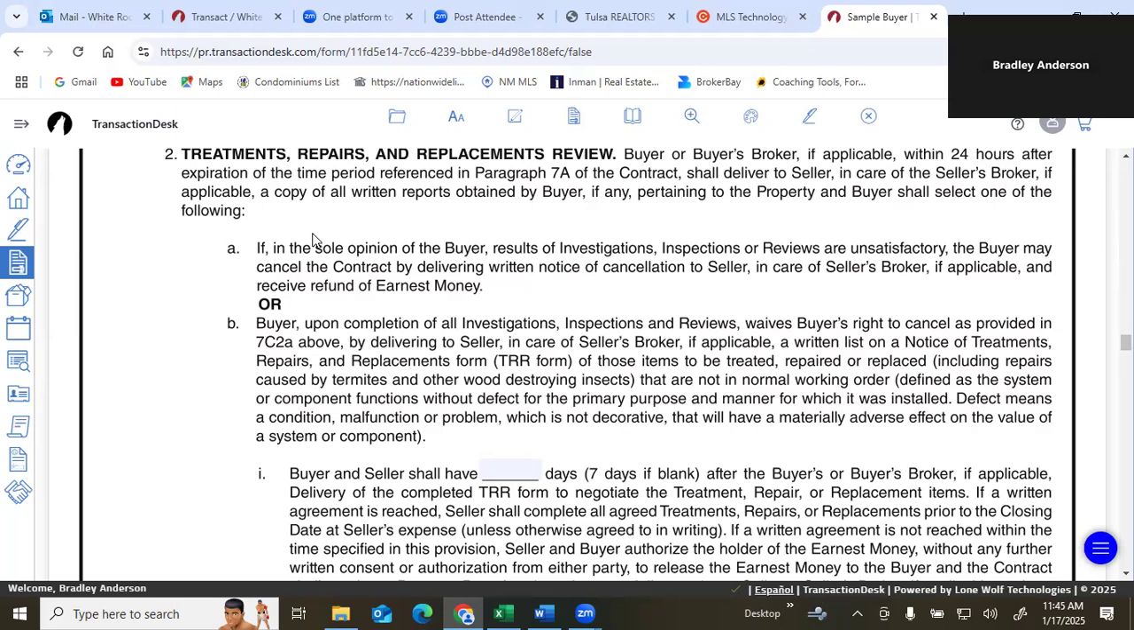So typically it's just going to be the inspection report, but it might be something from a structural engineer or a pool inspector, whatever. All right. So it says, here are your options, Mr. and Mrs. Buyer. If in the sole opinion of the buyer, results of the investigations, inspections, or reviews are unsatisfactory, the buyer can just cancel the contract, all right, without really giving the seller any chance to fix it. And believe me, it happens.